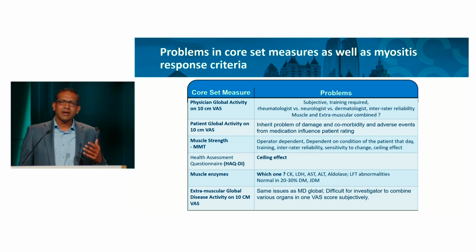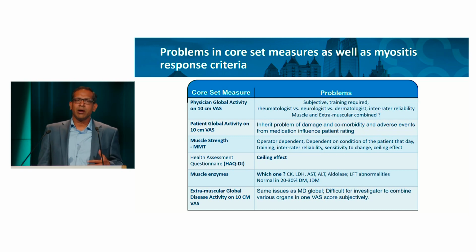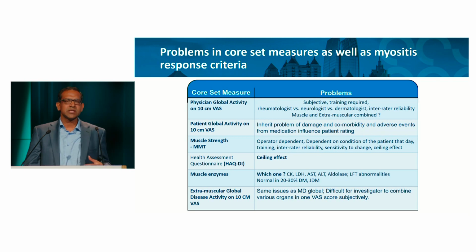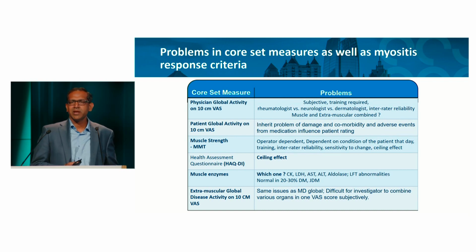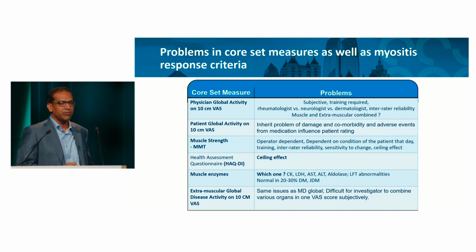But regardless, even though we now have an ACR-EULAR approved, consensus and data-driven myositis response criteria, we still have a lot of challenges. Most of these challenges come from the 6 core set measures. Once we started with the 6 core set measures, there were many problems with them that I would like to highlight.